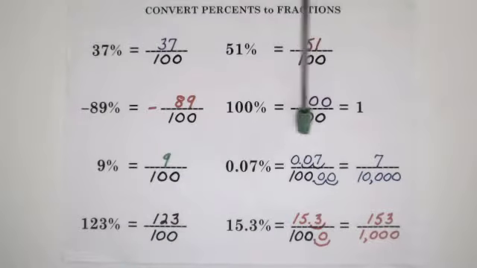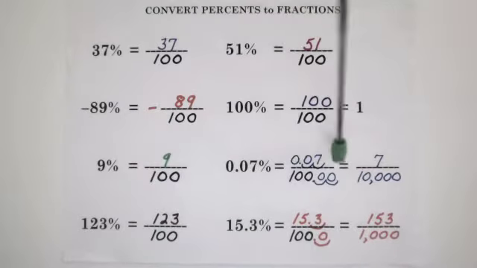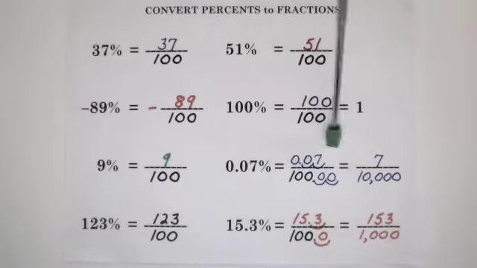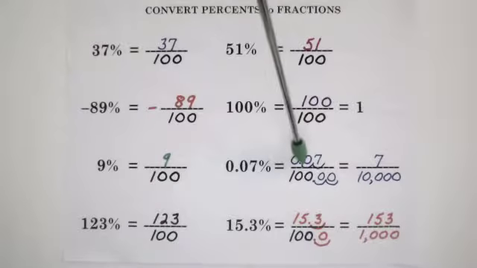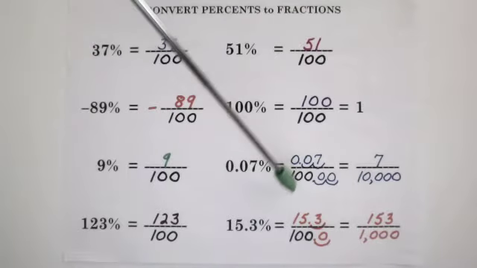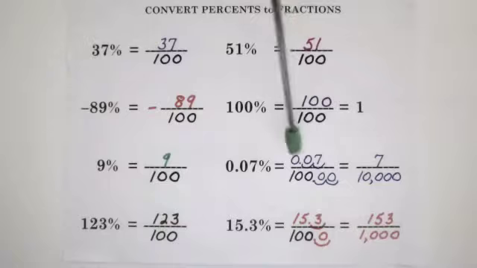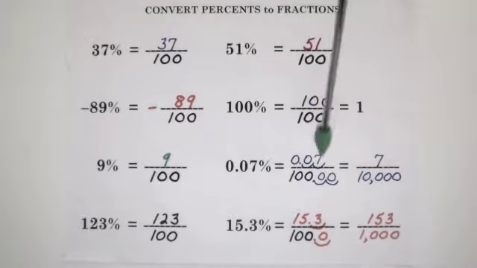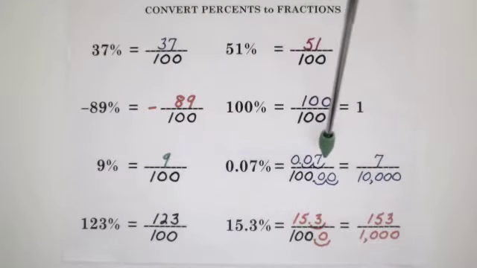However, whatever I do to the numerator, I must do to the denominator. If I do something to the denominator, I must do it to the numerator. Here I needed to move the decimal point 2 spaces. So I must do the same thing in the denominator. So I must move the decimal point in 100 over 2 spaces. But there is no decimal point written when I write 100 in the denominator. But the decimal point is invisible.